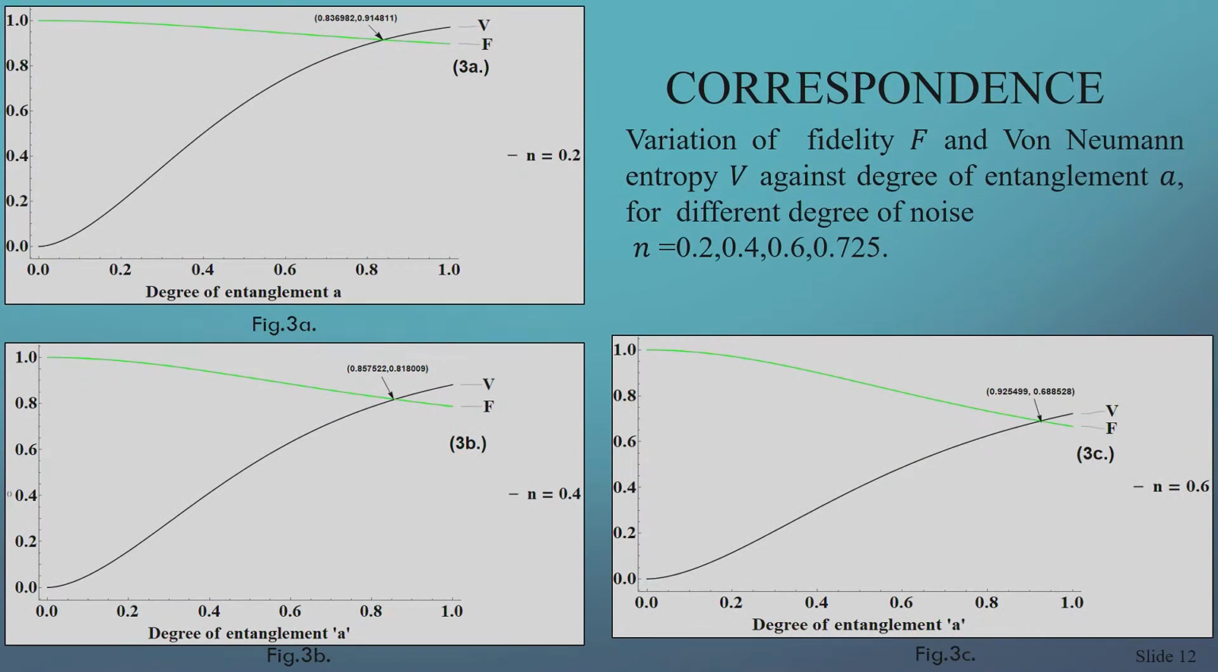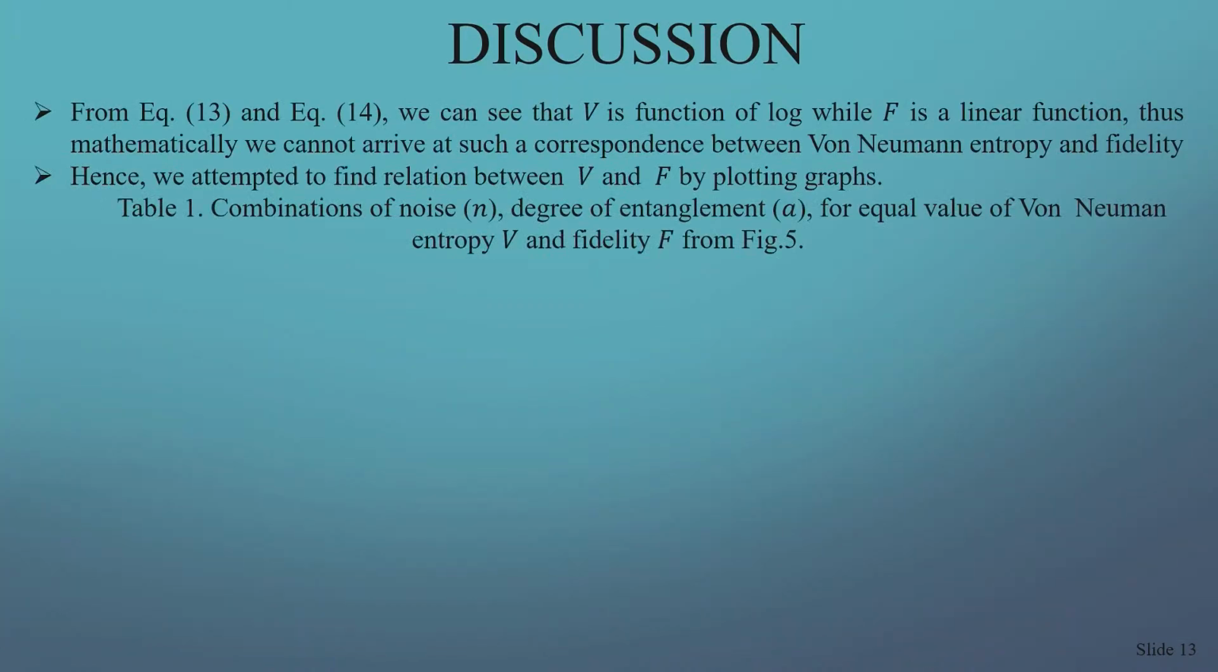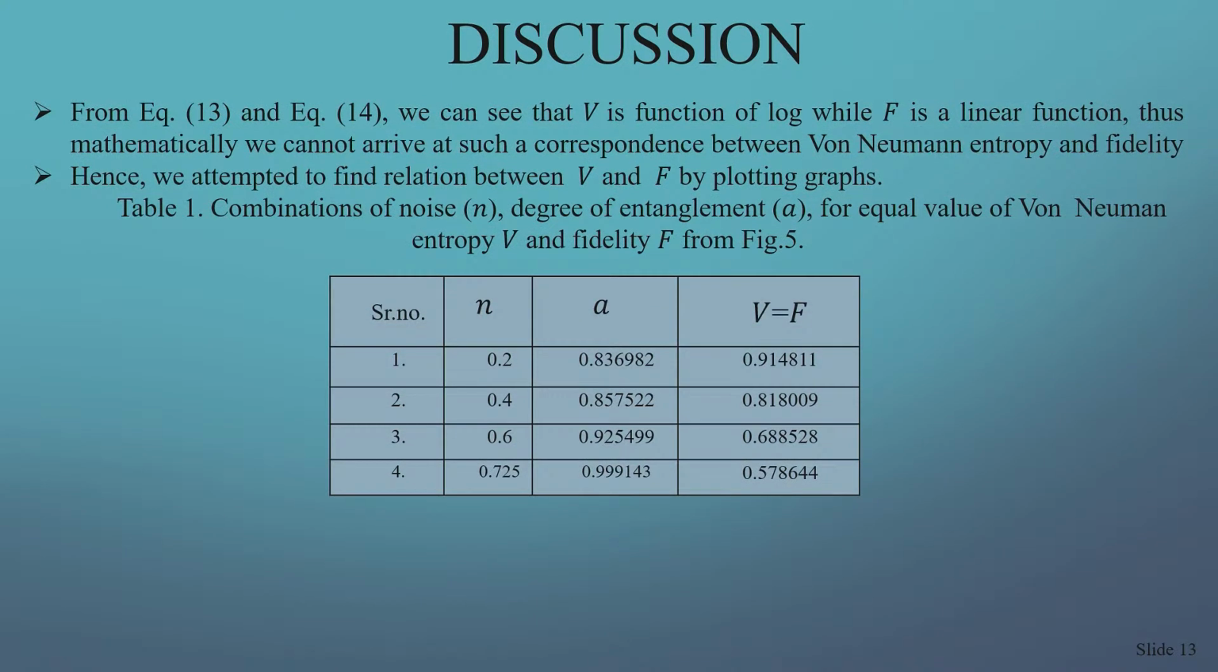Our third objective was to achieve a correspondence between them. So we again plotted the graphs. Mathematically, von Neumann entropy is a logarithmic function, while fidelity is a linear function with respect to that. So we cannot achieve a mathematical connection, but we tried graphically and we got these intersection points. We have tabulated them, and we can observe that at minimum noise and minimum degree of entanglement, we get some correspondence, or intersection point, between von Neumann entropy and fidelity.